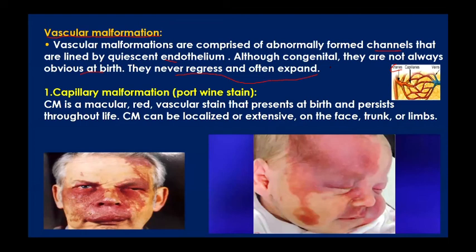Usually a vascular malformation grows with time and does not regress.